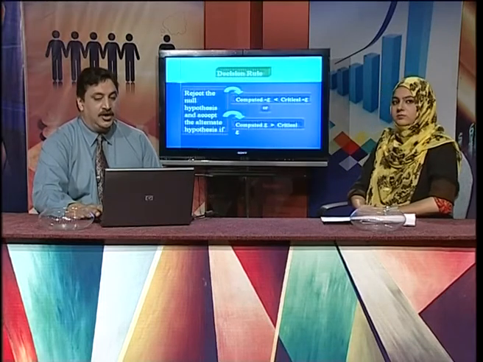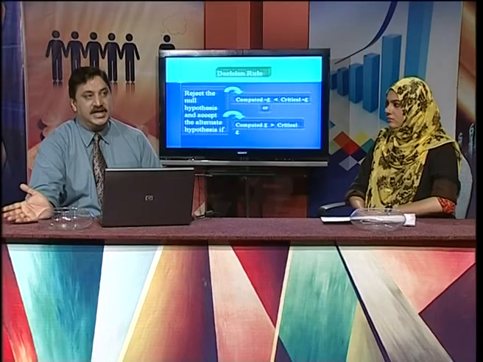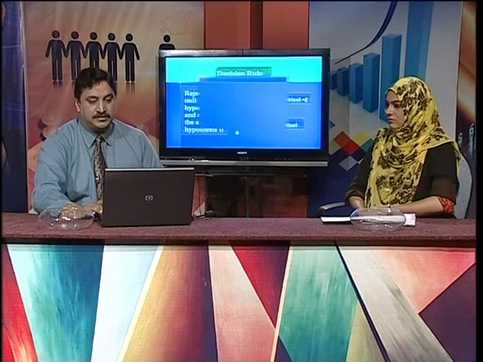Yes, exactly. Or the computed Z, we use the formula and find the value. If this value is greater than the critical value of Z, this is the right side of the normal distribution. Okay. Sir, how do we decide upon the acceptance or rejection of a hypothesis on the basis of a p-value?